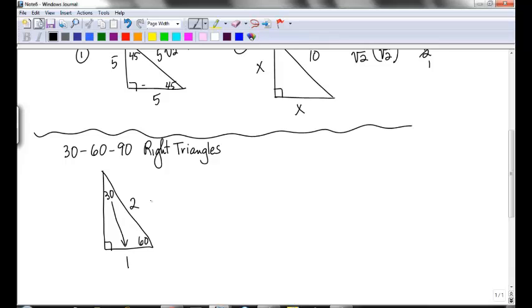The longer leg, and that's the one opposite the 60, is radical 3 times that shorter leg. So radical 3 times 1 is just radical 3. Okay, so they are in a relationship. Now, the longer leg is radical 3 times the shorter leg. Okay? Now, here's what they're going to do in geometry.